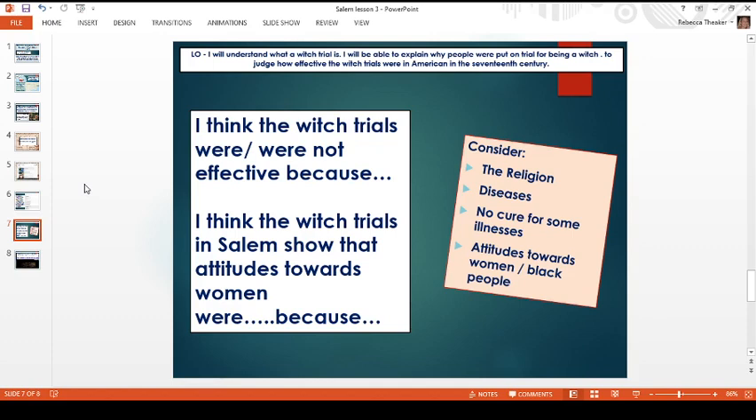Then the next thing I want you to consider is, what do the witch trials show about attitudes towards women during this time? Because yes, some men were killed and some men were put in prison, but the vast majority of these people were girls. And also, what does it show about attitudes towards black people and black women? Because one of the main targets was a black woman, and she was seen as being quite an easy target by some of the girls who pointed the finger at her. So consider the Puritan religion, consider diseases of the time, the fact that there was very little understanding about cures for illnesses, and also consider attitudes towards women and black people.